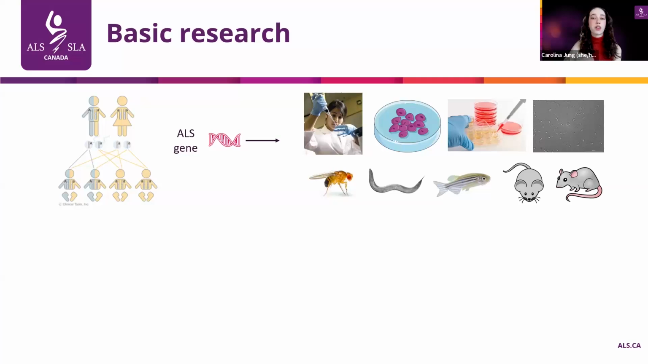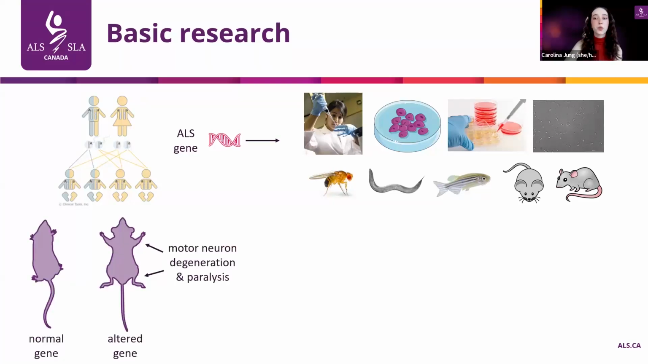So when these gene variants are introduced in mice, for example, researchers find that they develop many of the symptoms associated with ALS, such as loss of motor function and muscle atrophy. So by introducing ALS-associated gene variants into cells, worms, fish, flies, and all of those models, researchers can now study the biology of ALS in a living system.